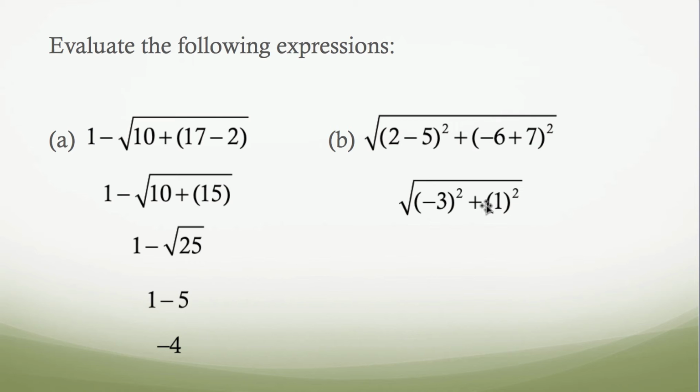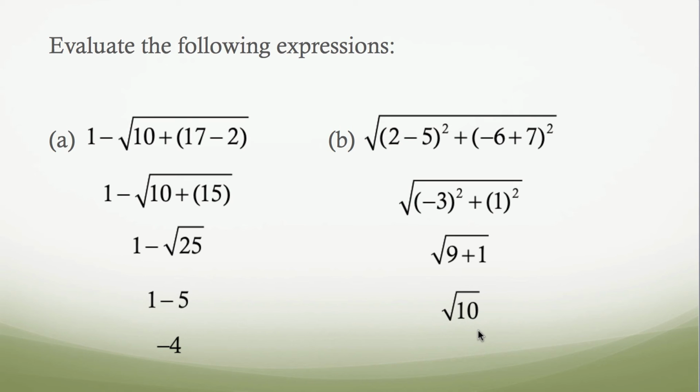Now I'm going to apply the exponents underneath the radical. Negative 3 squared is a positive 9. 1 squared is 1. And now I can do the addition, and we get the square root of 10. The square root of 10 is as simplified as we can get.